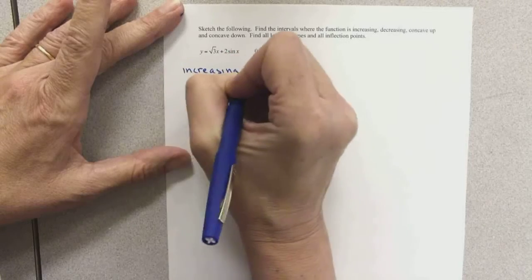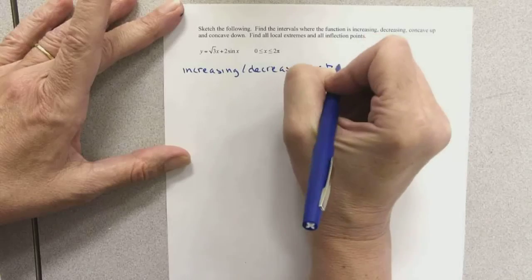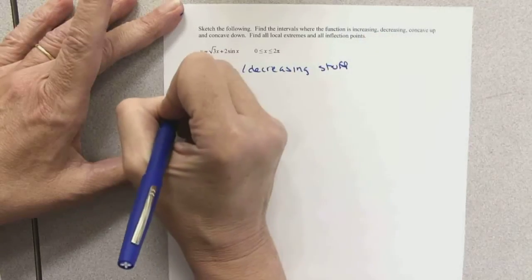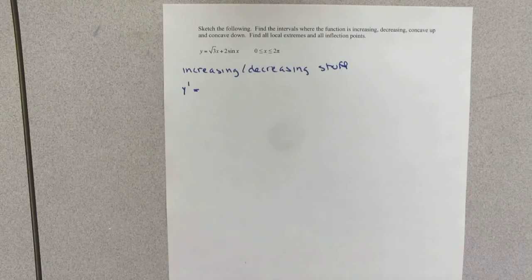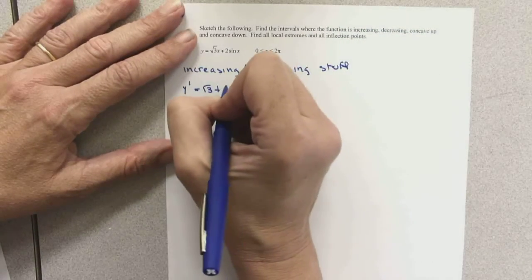So increasing, decreasing stuff. I need the first derivative. That x is not inside the radical. That is the square root of 3 times x. It is this coefficient times x. Doesn't matter if the coefficient's a square root, it's coefficient times x. The derivative of coefficient times x is just the coefficient. And then the derivative of 2 sine x would be 2 cosine x.